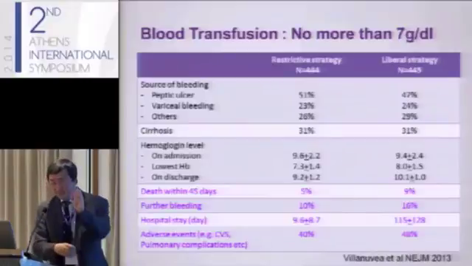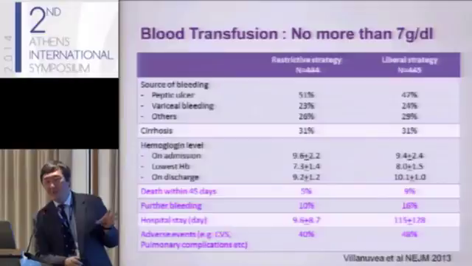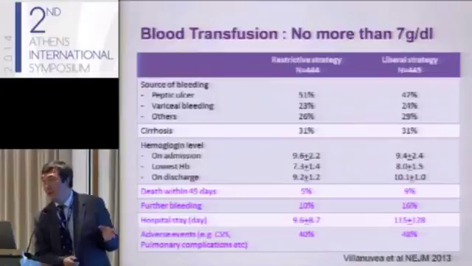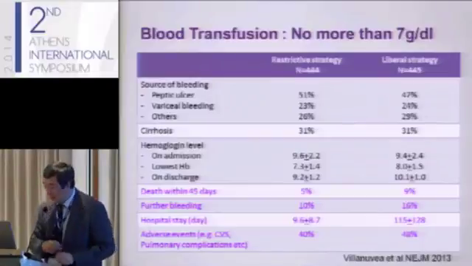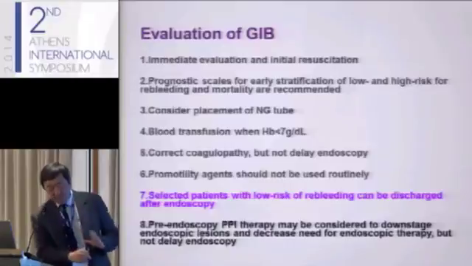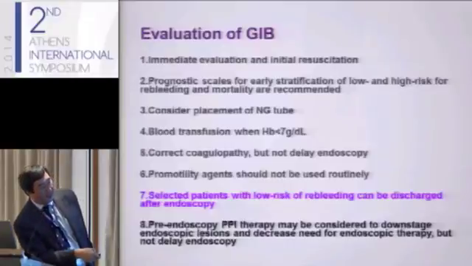I think this is quite strong evidence for upper GI bleeding associated with portal hypertension, and it might even be true also in peptic ulcer bleeding. But the rationale behind it is not entirely clear.